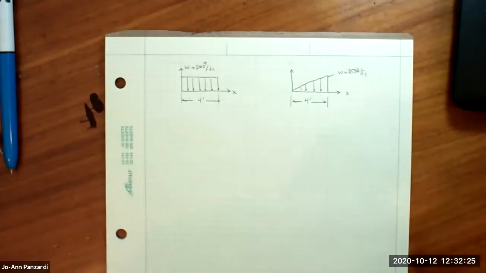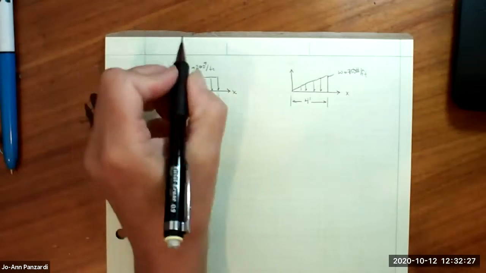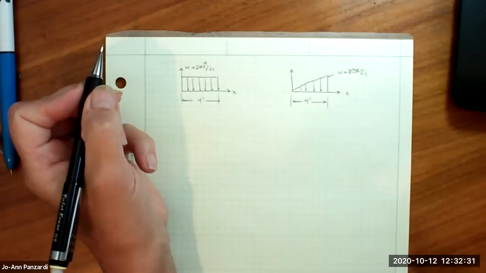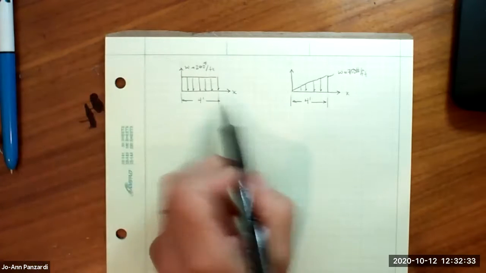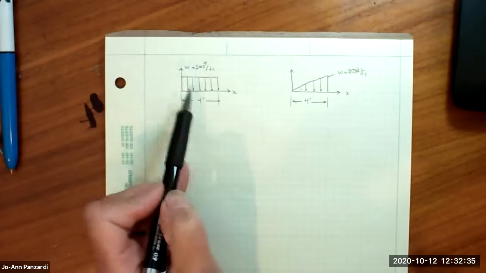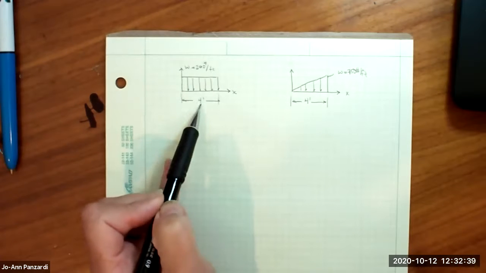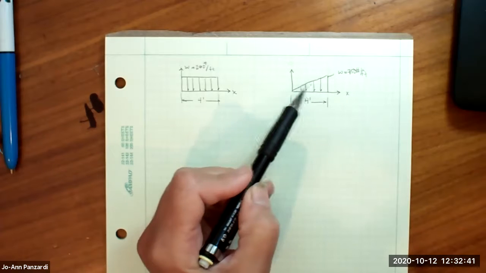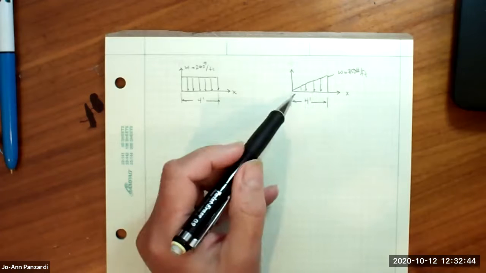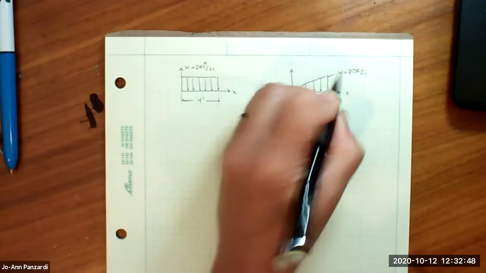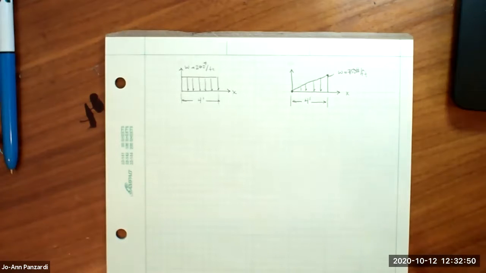Okay, you guys, now we're looking at distributed loads by integration. So we're working with the two first examples we had, where we had this distributed load of 200 pounds per foot spread over 4 feet. And we also had the distributed load triangular spread over 4 feet, where it's 0 at one end, and then at the other end, it was 750 pounds per foot.